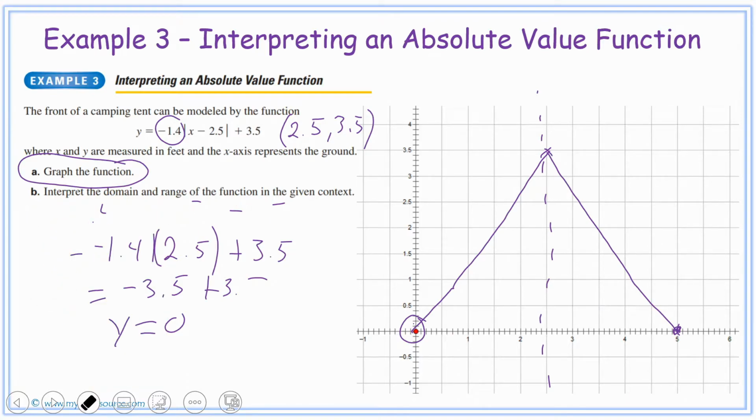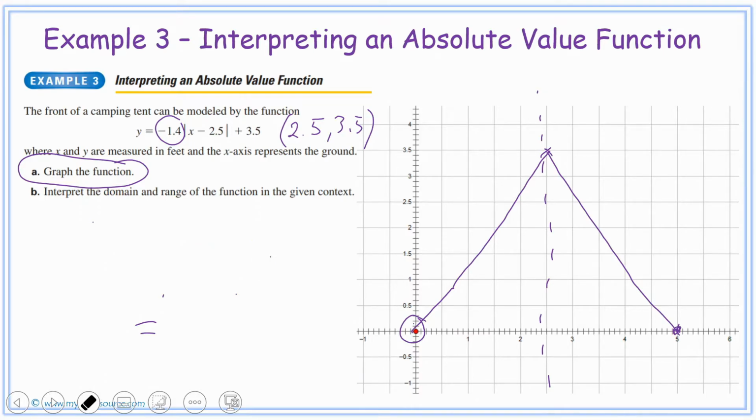It says interpret the domain and range of the function in the given context. All right, so remember, domain are your x values. We did that under the functions section. So let's write out what our domain would be. Our domain is going to be 0 is the limit, and 5 is the other limit, right? From here to here. And I wrote x, so let's change that to a 5.